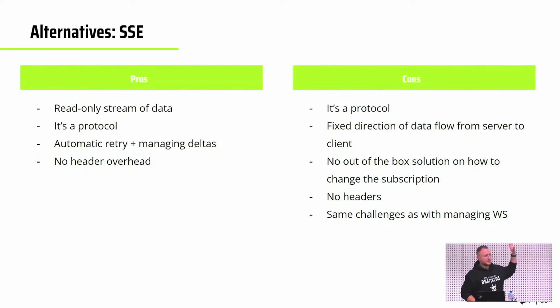Besides that, SSE has all the challenges with WebSockets that I mentioned. So it's kind of lesser WebSockets that can talk only in one direction. Another problem is that it does not support any headers. So how do we do authentication? If we don't have any headers, no authorization header, no headers. How could we do authentication?